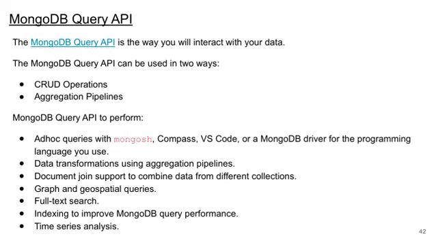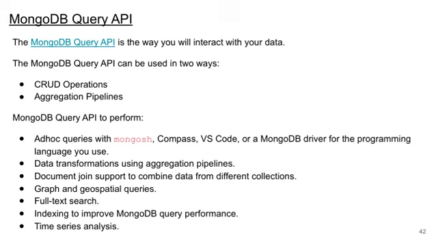You can perform ad hoc queries using tools like Mongosh, Compass, VS Code, or directly through a MongoDB driver tailored to your programming language. This makes it flexible and accessible no matter your preferred workflow. Aggregation pipelines enable you to transform your data. Think of them as a way to process and reshape your data within the database itself. They're powerful for tasks like filtering, grouping, and calculating new fields on the fly.